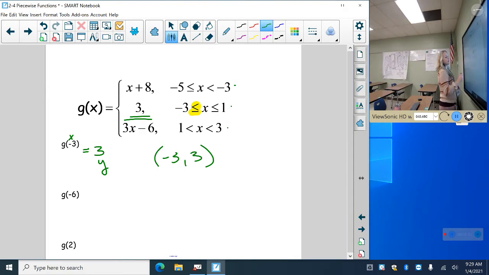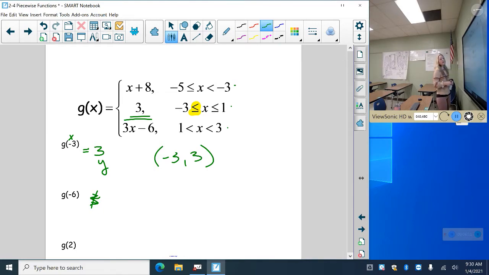Well, where is x less than negative 6? As you can see, it doesn't fit anywhere. Negative 6 is not in between negative 5 and negative 3. It's not in between negative 3 and 1, and it's not in between 1 and 3. So there is no solution here. We don't have a place where this fits, so that means we don't have an answer. It's not 0. This particular domain does not have a range.